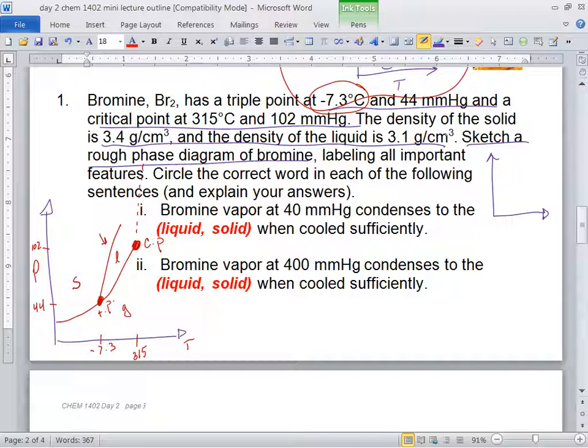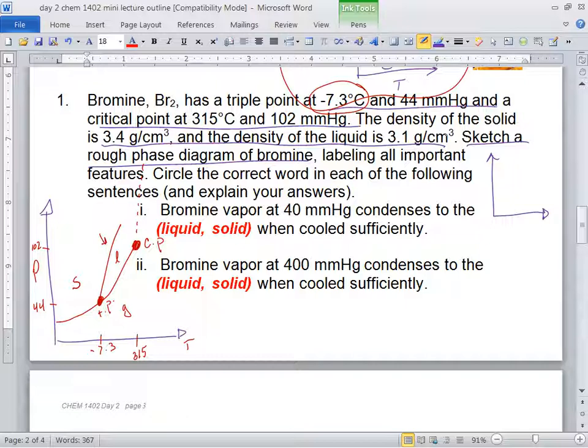Let's do purple. Bromine vapor at 40 millimeters of mercury. Okay, so where am I at on the plot? If I'm at 40 millimeters of mercury, I should look at the P or the T axis. The P, because it's millimeters of mercury. So I'm not quite at 44. I'm somewhere below it. And they said bromine vapor. So if I want to put my finger where I'm at, where would I put it?